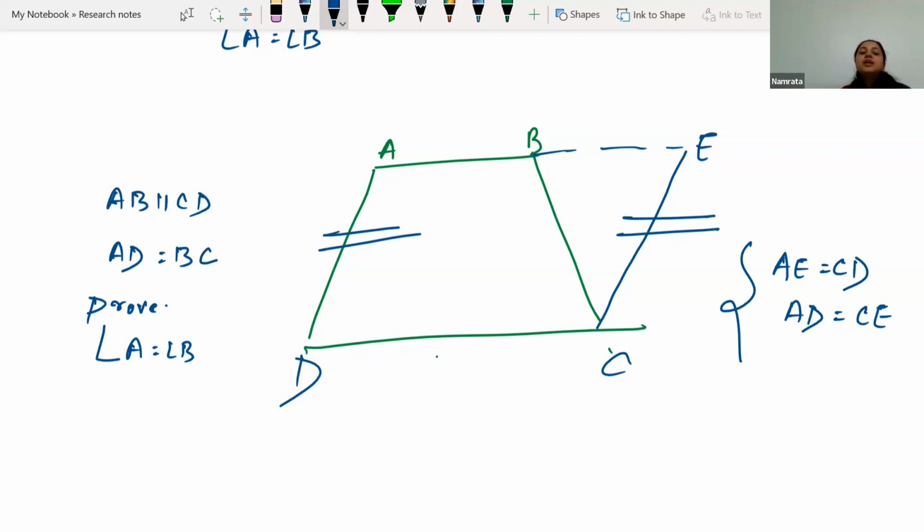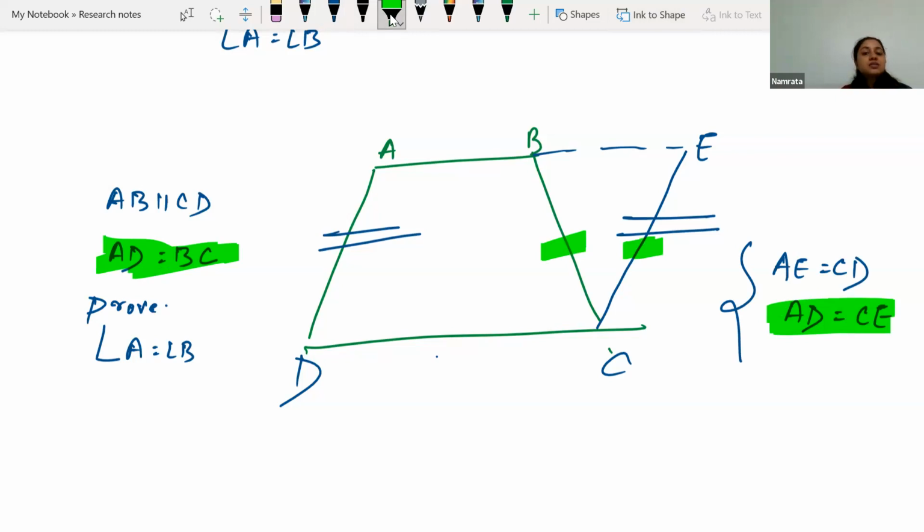It was already given in the question that AD and BC are same, and we are saying ADCE are same. So eventually we ended up getting BC and CE are same. Since BC and CE are same, it's an isosceles triangle where this angle and this angle became same. And since these two angles became same, easily we have proved that angle A is equals to angle B. Getting it? Yes, ma'am.